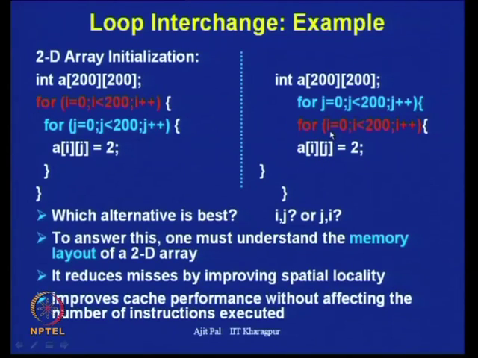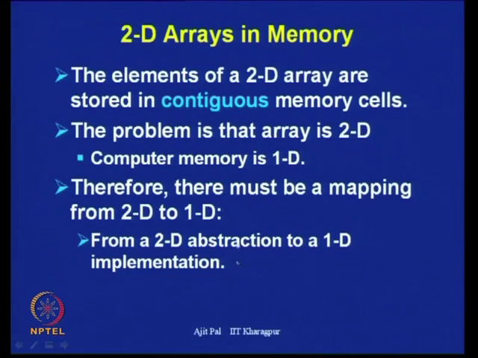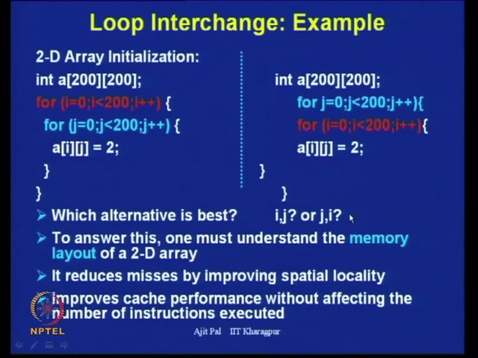The array corresponding to i, increasing from 0 to 200, has been stored sequentially corresponding to i, and as a consequence it will give you better spatial locality. That means the second option will give you better reductions in misses. The elements of the 2D array are stored in contiguous memory cells. The problem is that, as I told you, computer memory is 1D. So there must be a mapping from 2D abstraction to 1D implementation, and as a consequence this particular approach will give you a better result.